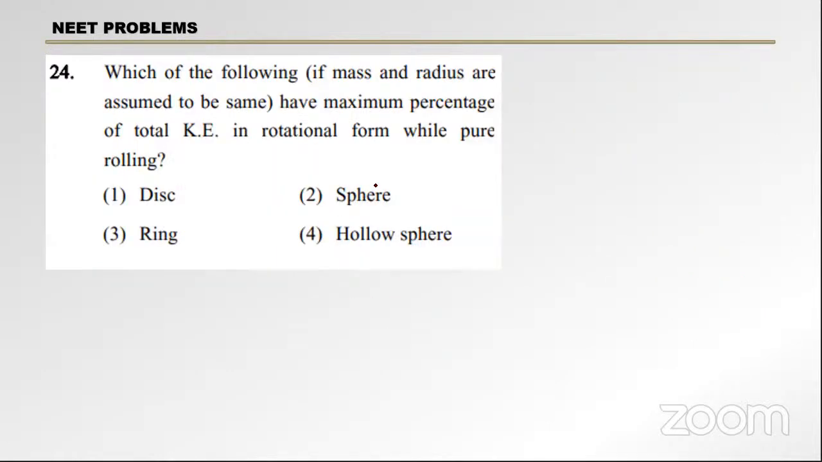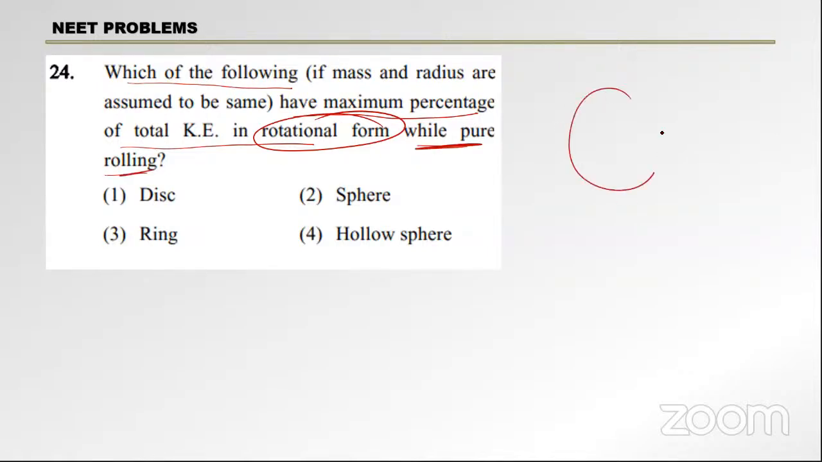Chalo. This one is simple, huh? Dekho, question is telling which of the following have maximum percentage of total kinetic energy in rotational form. So the total, if it is doing pure rolling, what it is telling? While pure rolling, क्या होता है?